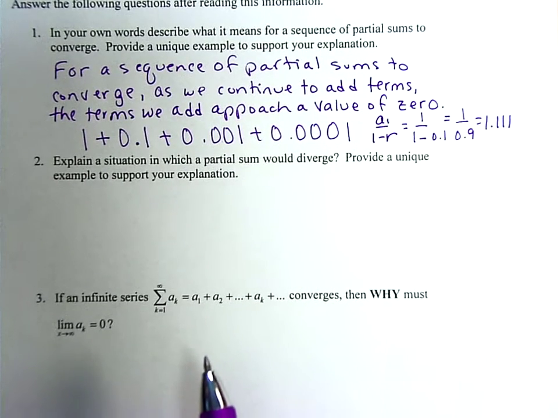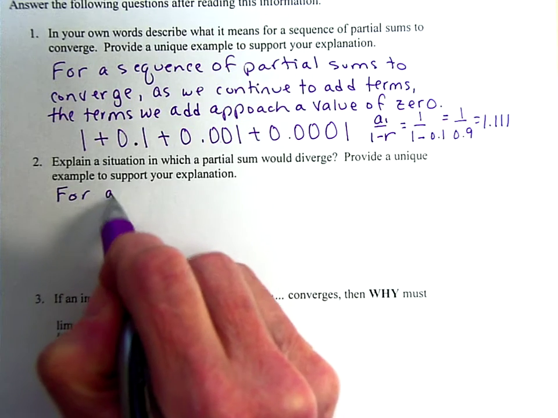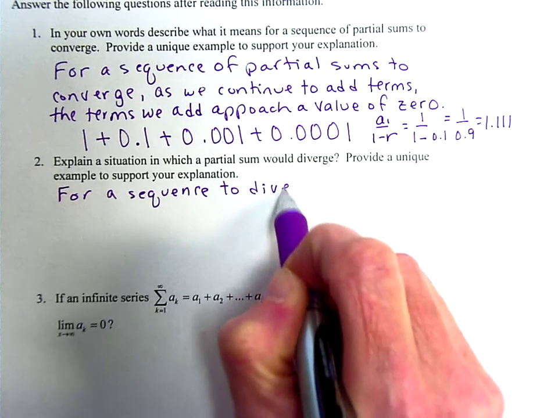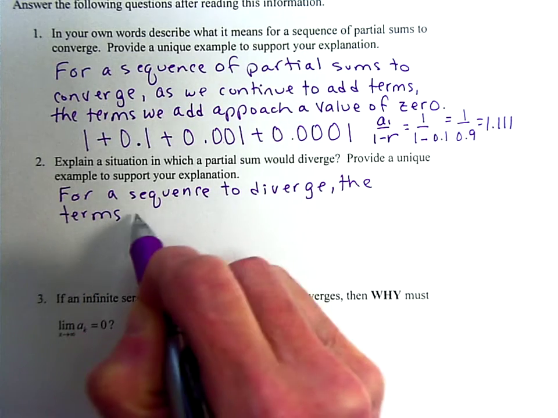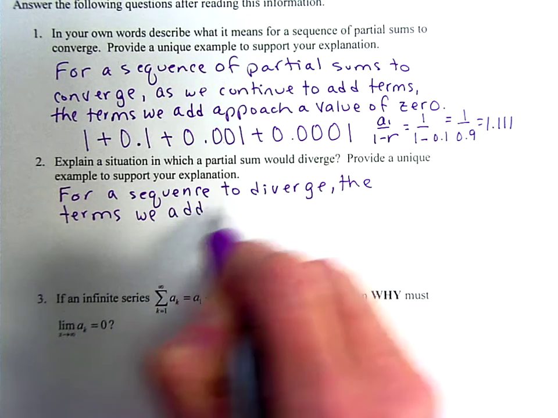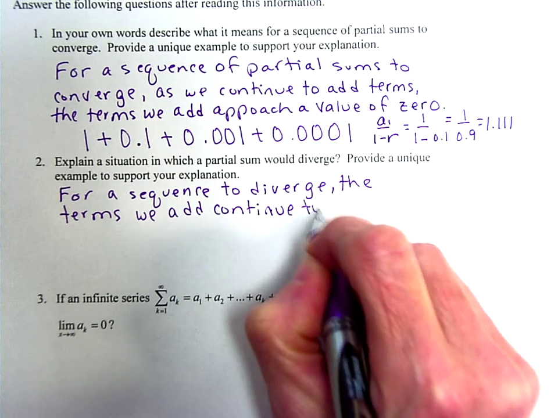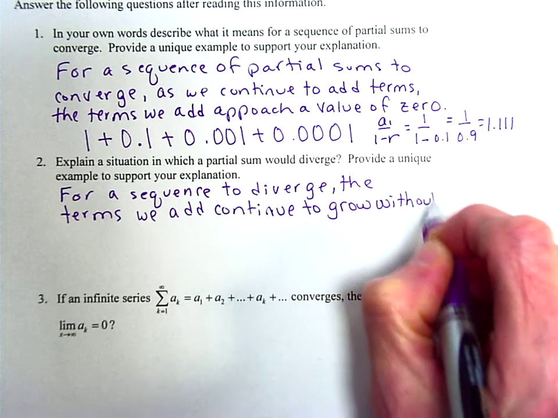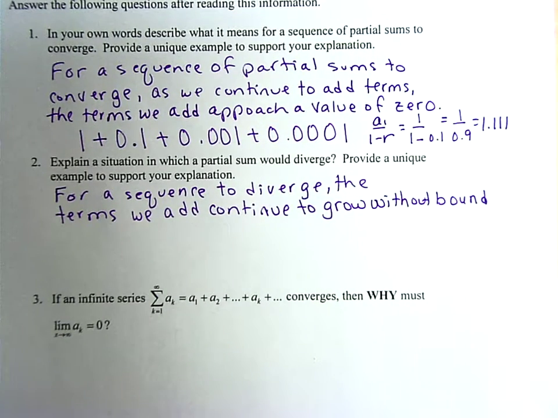Moving on to question 2. Explain a situation in which a partial sum would diverge. Provide a unique example. For a sequence to diverge, the terms we add continue to grow without bound. So there's a big difference between the terms we're adding when we're converging versus when we are diverging.